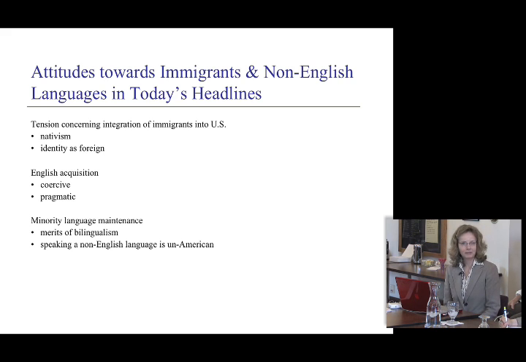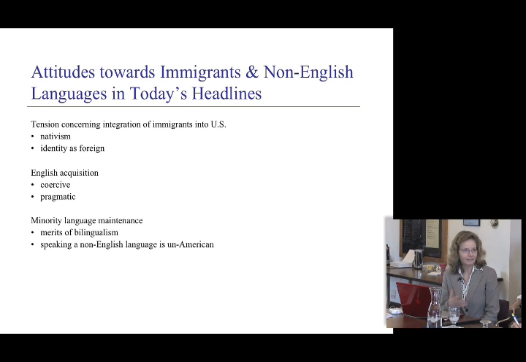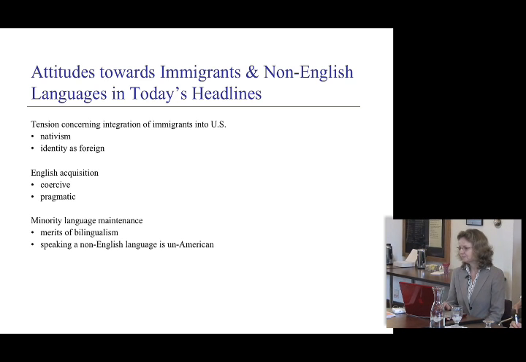There are both positive and negative views voiced about the English acquisition of immigrants, some of which are coercive. Immigrants must learn English if they're going to be American. And of course, just the pragmatic aspects. And there are also some of the headlines that talk about the merits of bilingualism, while others talk about, hey, those who speak a non-English language are exhibiting the fact that they're un-American.